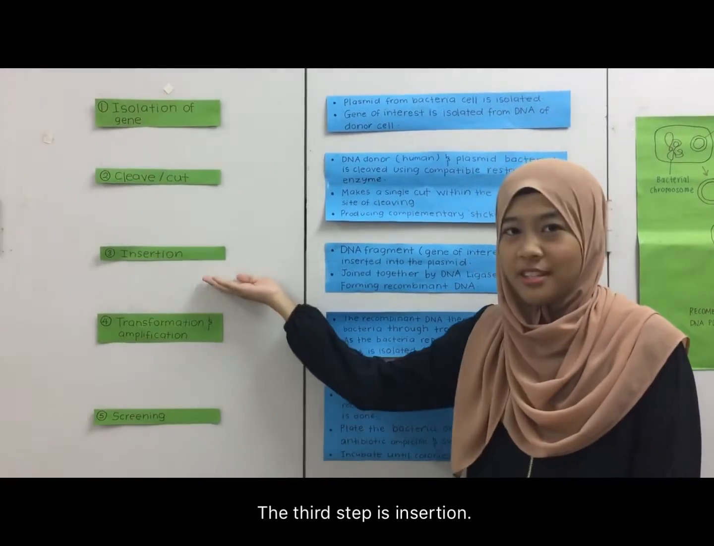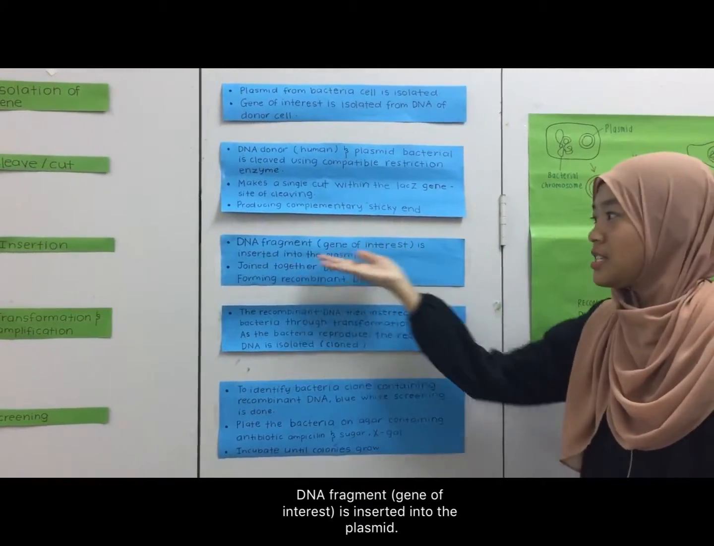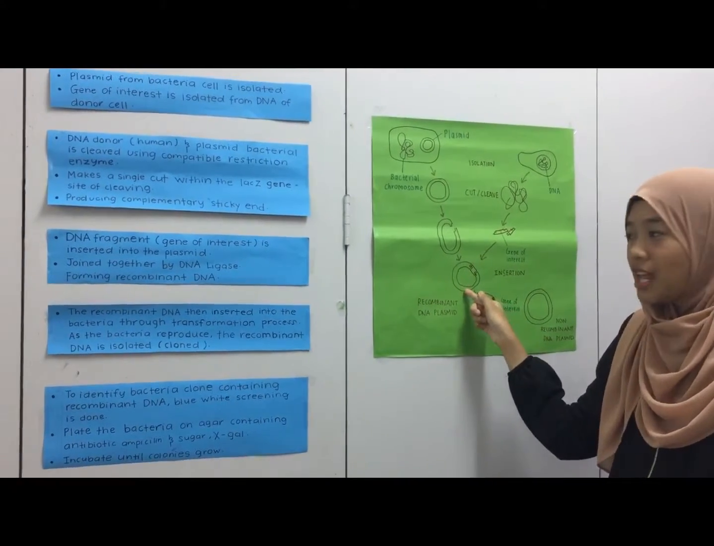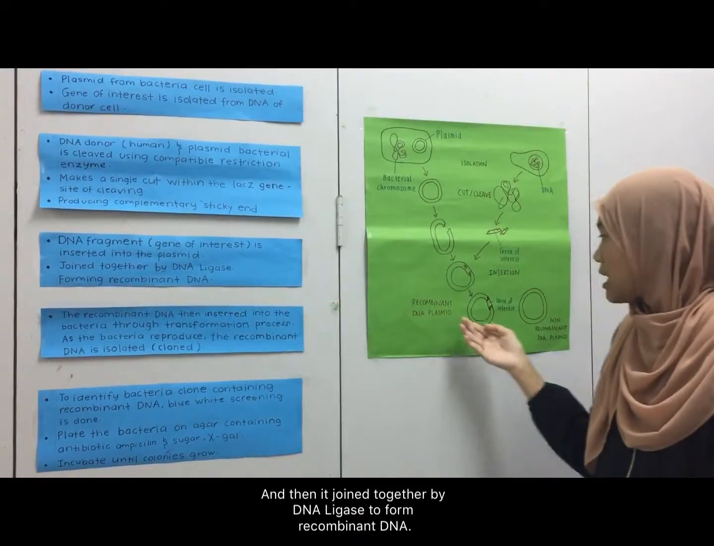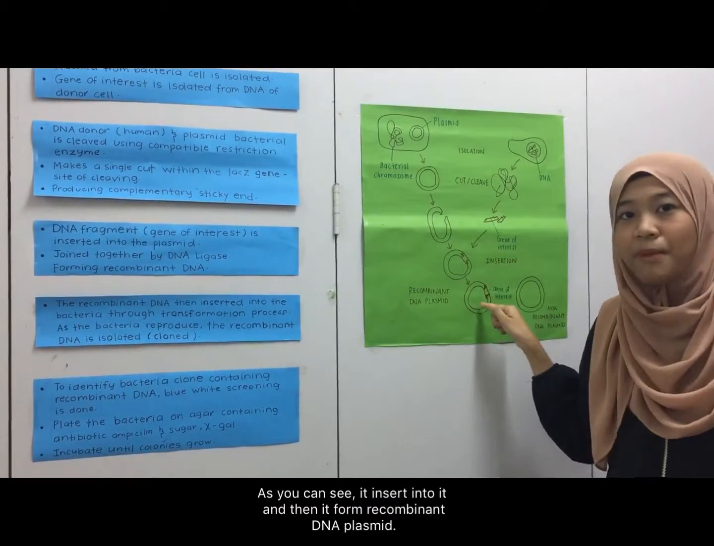For the third step, insertion. The DNA fragment, which is the gene of interest, is inserted into the plasmid, and then it is joined together by DNA ligase to form recombinant DNA. As you can see, it inserts into the plasmid and then forms the recombinant DNA plasmid.